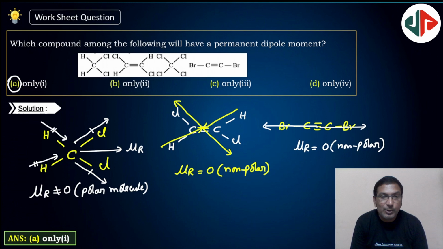CCl bond is more polar when compared to CH bond. Therefore, resultant moment will be in the right direction. Next.